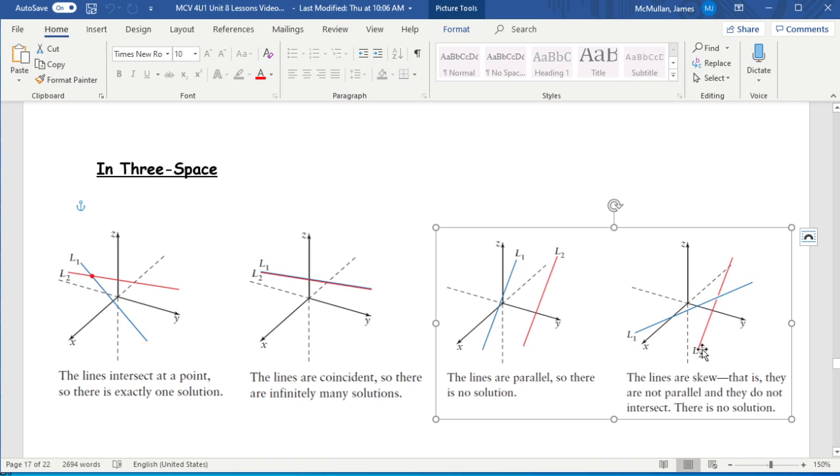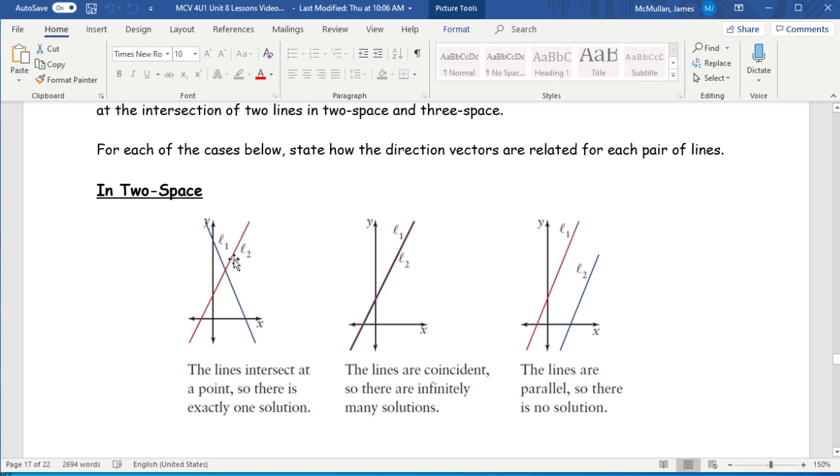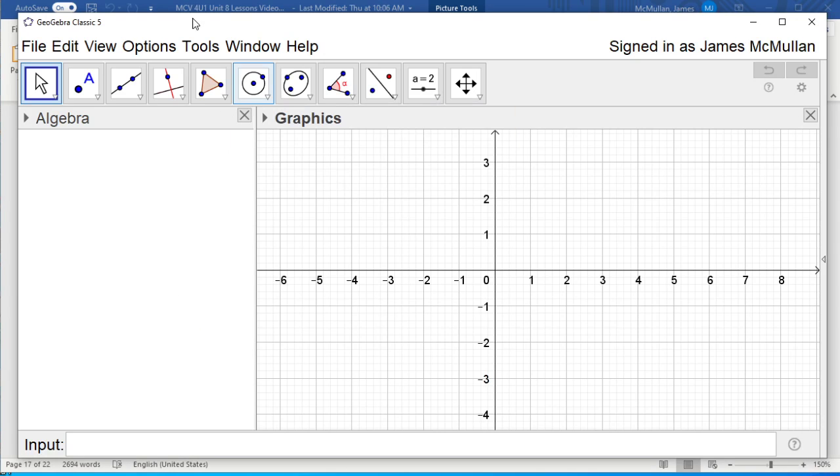That could never happen in two dimensions, but it can happen in three dimensions, because just imagine you had this same picture here, except L2 is one unit behind the page, and L1 is on the page. They're not parallel, but they're still never going to meet. So again, we can easily demonstrate this. We'll just quickly create three systems that have these properties.